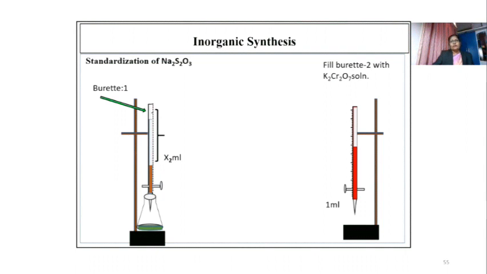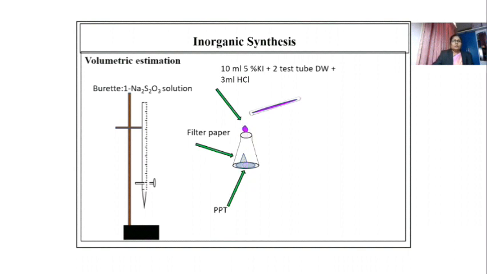From these 3 burette readings, that is x1, x2 and x3, find out the exact normality of sodium thiosulfate solution as N1, N2, N3 respectively. Now take the mean of these 3 and finally find out the exact normality as N4. The next part of the experiment is volumetric analysis. For this, take previously preserved conical flask.